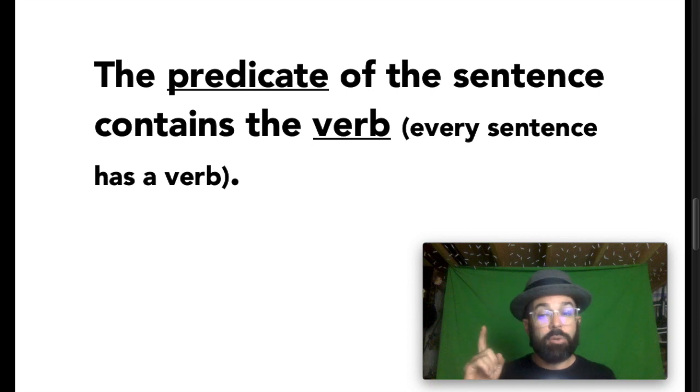And as I alluded to a moment ago, the predicate has a verb in it. The predicate starts with the verb. Every single sentence must have a verb for it to be a complete sentence, and the verb is the signal that the predicate has begun. There are different types of sentences. I have some other videos about that deal with verbs and how they work, but most simply, the predicate has the verb. The subject does not.